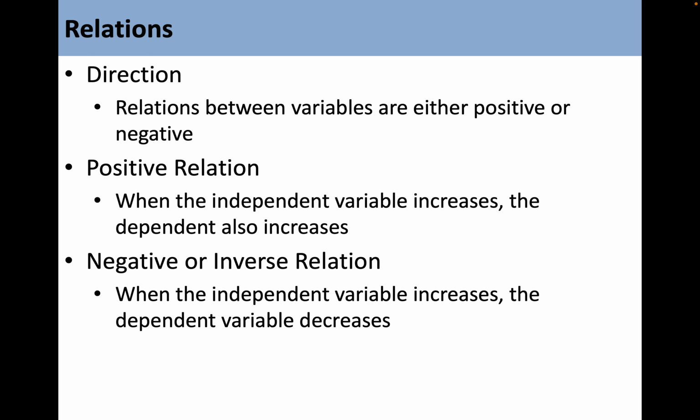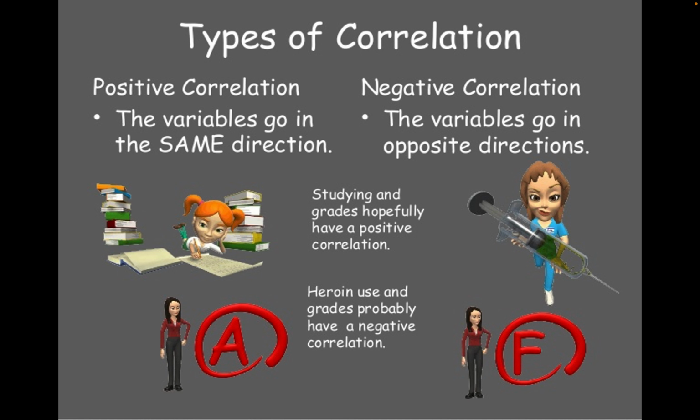Direction: relations between variables are either positive or negative. Positive relations: when an independent variable increases, the dependent variable also increases. The negative or inverse relation: when the independent variable increases, the dependent variable decreases. Okay, and here is an example.